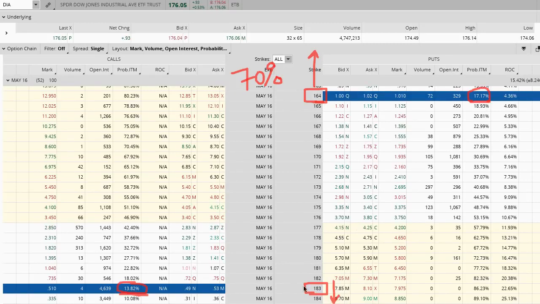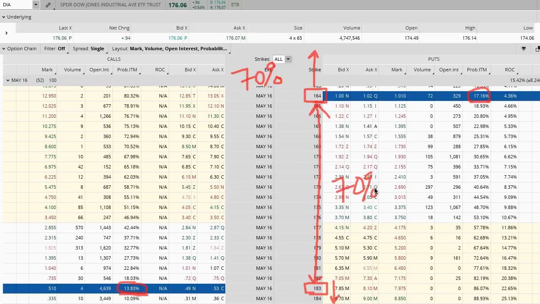Again, I'll say it again. We added together the probability of the stock being in the money on each end, and that gave us a total probability of losing on this trade, meaning we only lose if the stock is above 183 or below 164, of 30.8%. So if the probability of the stock being outside of these two ranges is 30%, then the likelihood that it's inside these two ranges is about 70%.